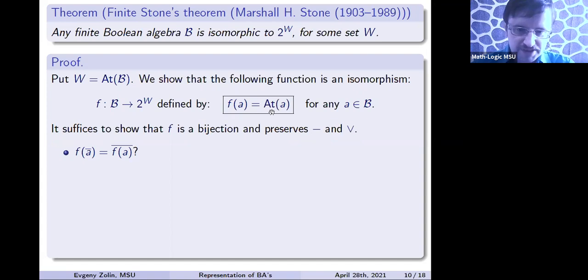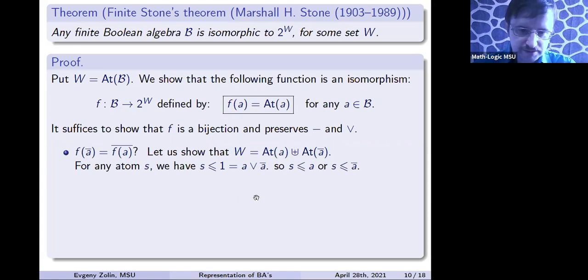So what happens if we take atoms of A and atoms of not A? It turns out that they are the complement of each other. So we only need to show that the atoms of A and the atoms of not A together cover the set W. So this is a partition of W into two sets. And this is easier. Let us take any element from W.